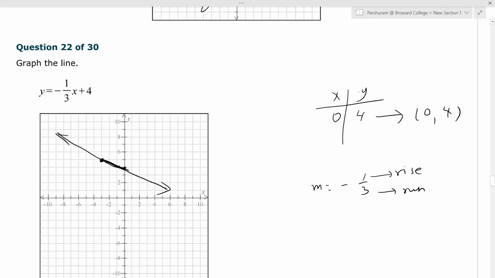For the next point I used 2 points. One is (0, 4), which is coming from the y-intercept. Another one I found by using the slope, rise over run. I rise 1 unit up, but because of the negative sign, instead of running to the right side, we have to run to the left side. That's problem 22.